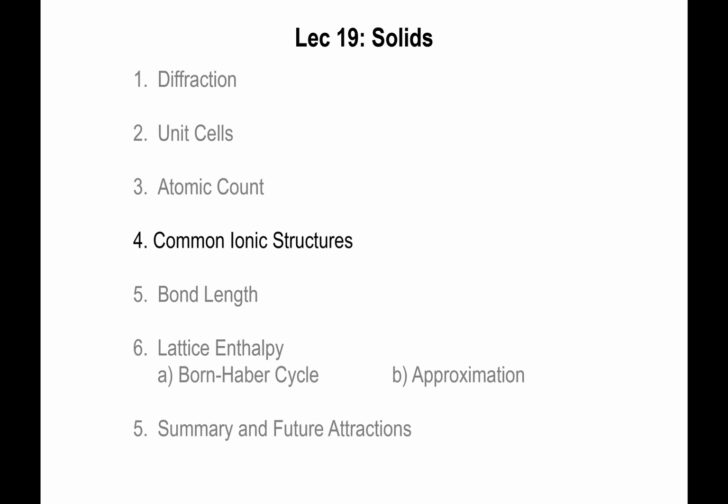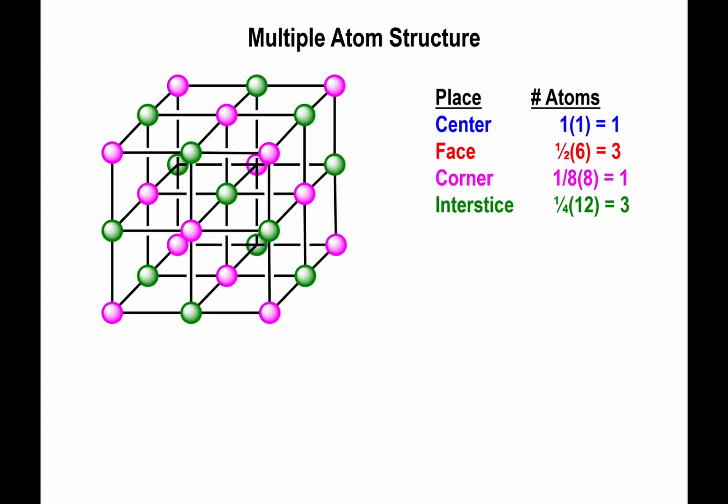Alright, let us now use the knowledge from the previous video to take a look at specific unit cells with specific elements, and let's count how many atoms are present in them, and ultimately use that information to find molecular formulas. Looking back at the example that we did before, we already determined that there was one center atom, 6 face atoms, 8 corner atoms, and 12 interstitial atoms in this entire unit cell.